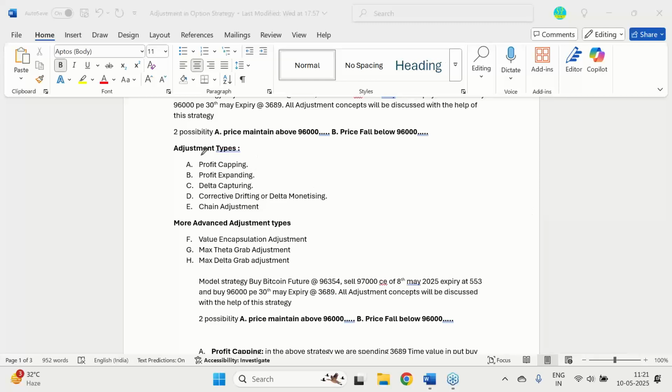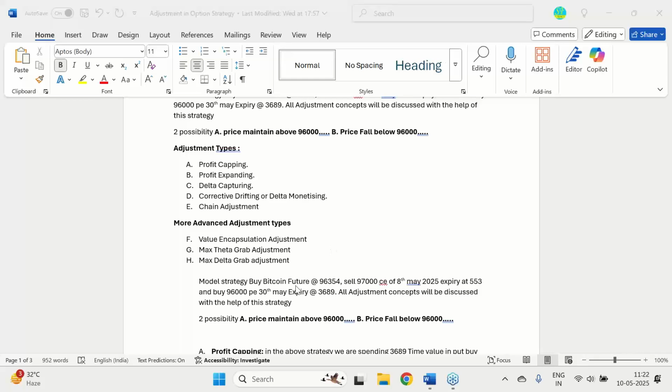The reason is adjustment is such a process. It is a process. It is not a text. It is not a theory. It is not a subject. It is a process. The adjustments we are doing in the option strategy are of many types. But broadly, now I will be explaining these 5 types. More advanced ones, I will cover in some future time.